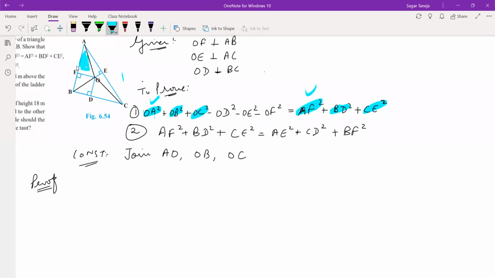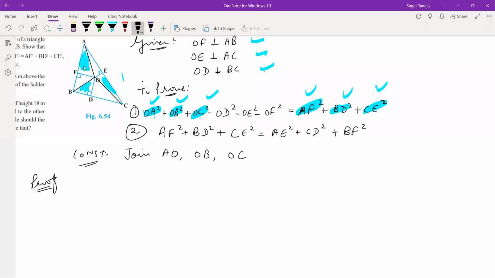Okay, AO and AF, both we have in this triangle. Then OB and BD. So OB is here and BD is here. So we have this triangle for OB and BD. Then OC and CE. We have this triangle for that. Now we have identified the triangles, and these three triangles are all right angle triangles, because in all these triangles we have the perpendiculars. Now just take one by one all these triangles.